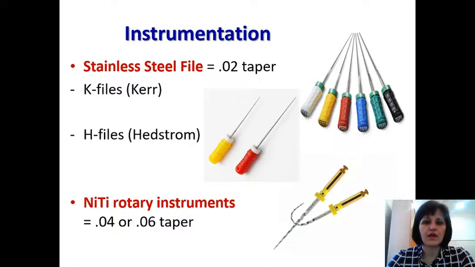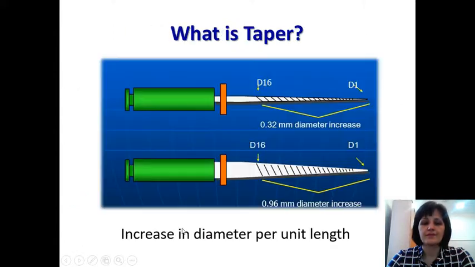Another group of instruments depending on their manufacturing is Ni-Ti rotary instruments, nickel-titanium rotary instruments. They have another, different taper depending on their size. It may be 0.04 or 0.06 taper. What is taper?